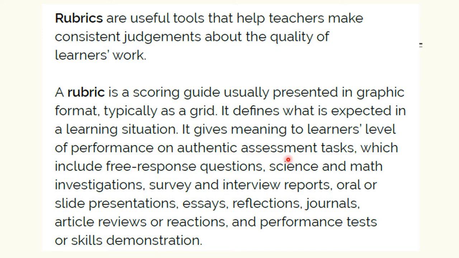Since you are tasked to create a performance task using the GRASS model, you are supposed to be making a rubric, which includes free response questions, science and math investigations, survey, interview reports, oral, slide presentations, essays, reflections, journals, article reviews or reactions, performance tests, or skills demonstrations. It's very difficult to just say, okay, perfect of 50 is the total perfect score. So how will the students get that 50? What are the components of the 50 score?